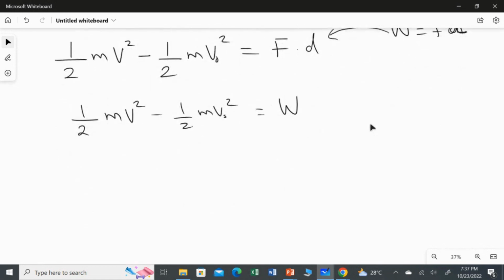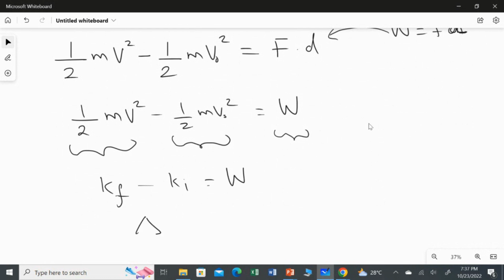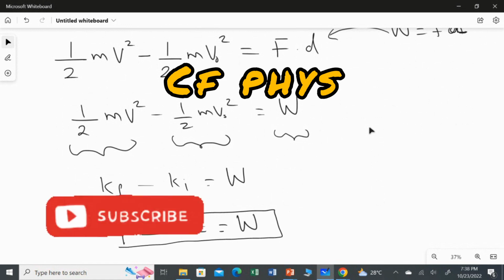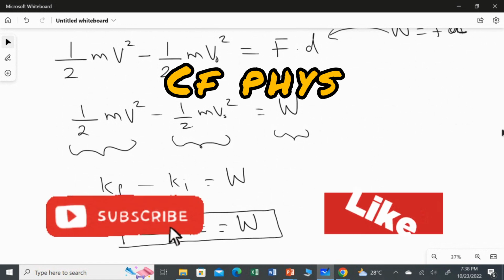Clear? Now, what is this? This is our final kinetic energy. This is our initial kinetic energy, and this is our work done. Therefore, kinetic energy final minus kinetic energy initial is equal to our work done. Kinetic energy final minus kinetic energy initial is nothing but our change in kinetic energy. So the change in kinetic energy is equal to W. Clear? So this is the explanation for getting the relation between the work done and the change in kinetic energy. That's it.